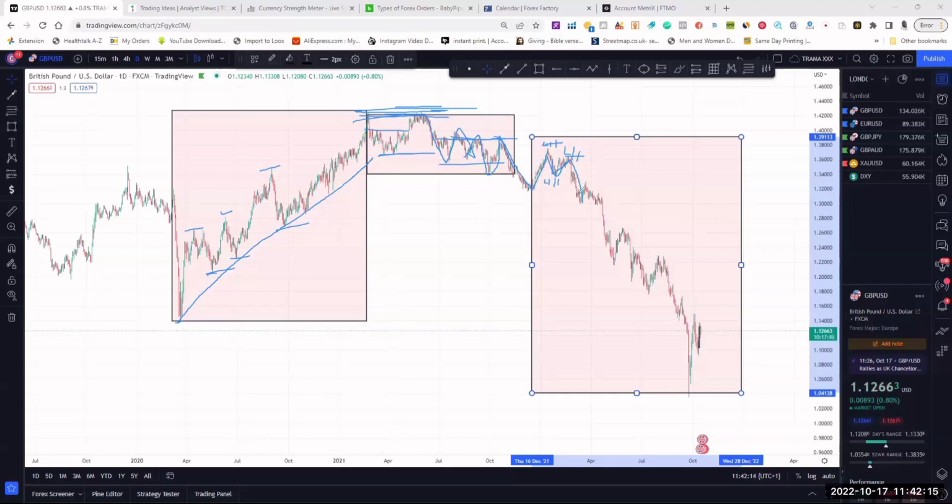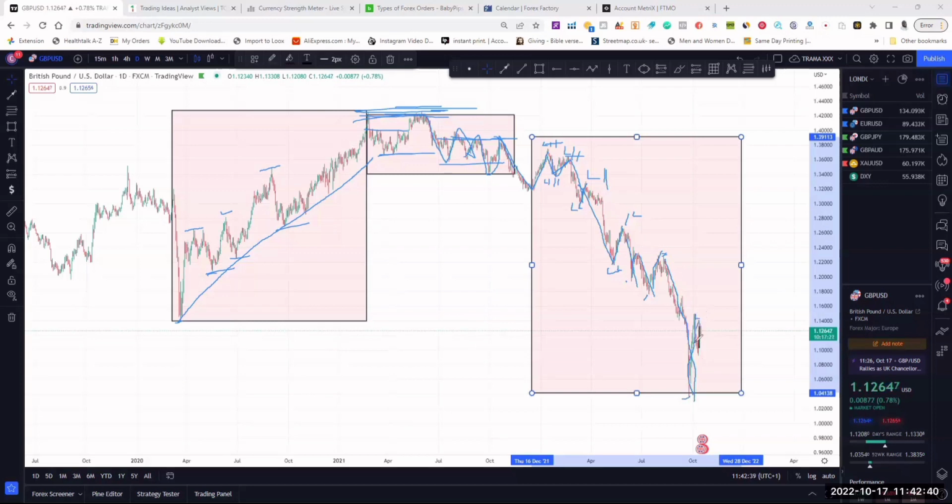But look at it. The market created a lower high, a lower low, and pushed up again to create a lower high. And the next thing, it dropped massively, created a lower low, pushed up again to create a lower high, and then dropped again to create a lower low, and pushed up again with a lower high, dropped again with a lower low, pushed up again with a lower high, dropped massively, lower low, and pushed up right now with a lower high.